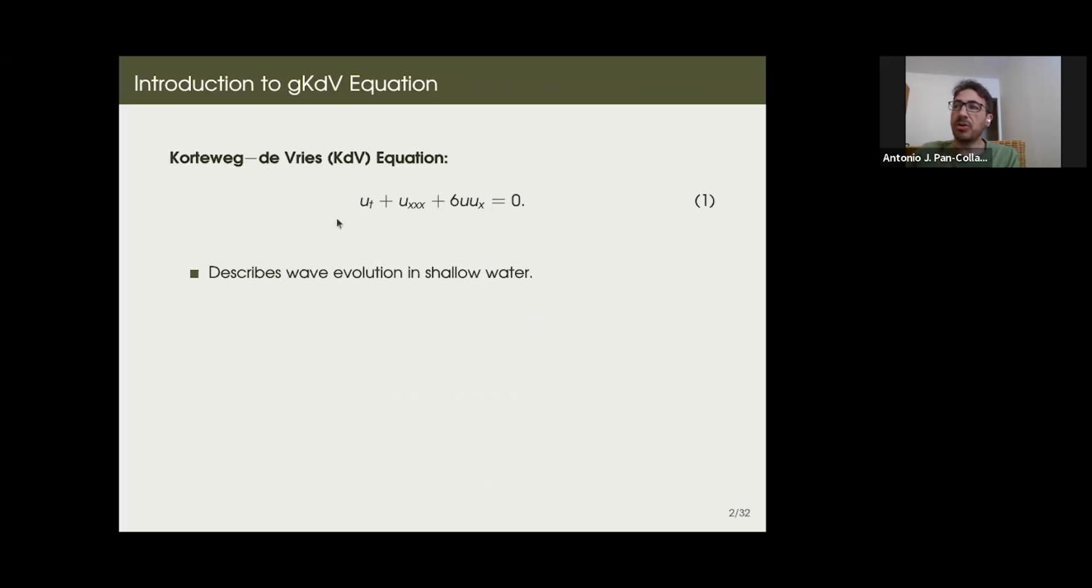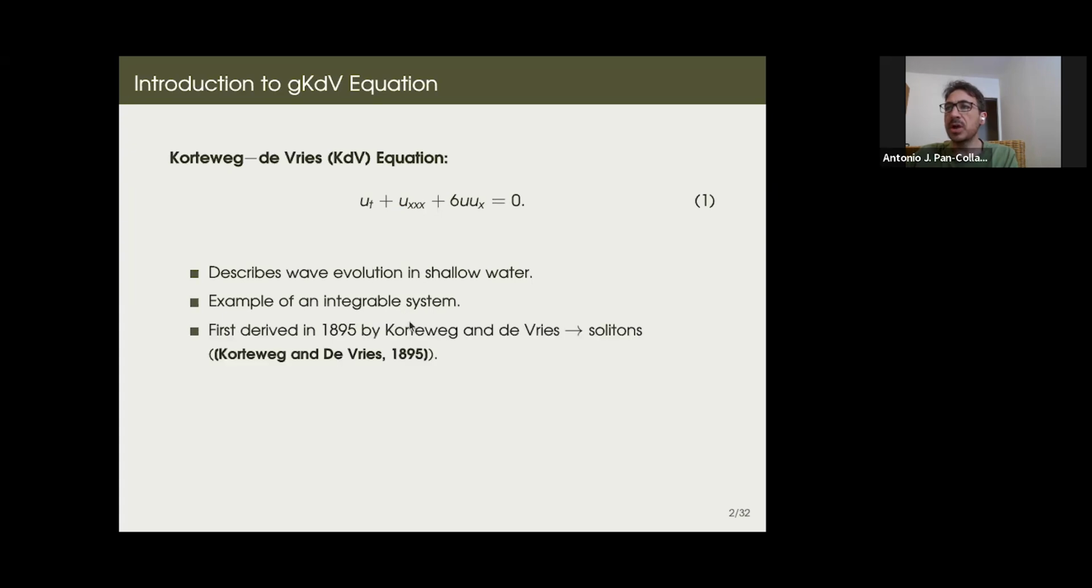The gKdV equation is a nonlinear partial differential equation that describes the evolution of shallow water waves. It is a well-known third-order equation that incorporates both linear and nonlinear effects, making it a fundamental model in fluid dynamics and soliton theory. This is a key example of an integrable system, which was derived by Korteweg and de Vries in 1895 when trying to mathematically describe the empirical phenomenon of solitary waves in shallow water. The equation has since become a cornerstone of mathematical physics.